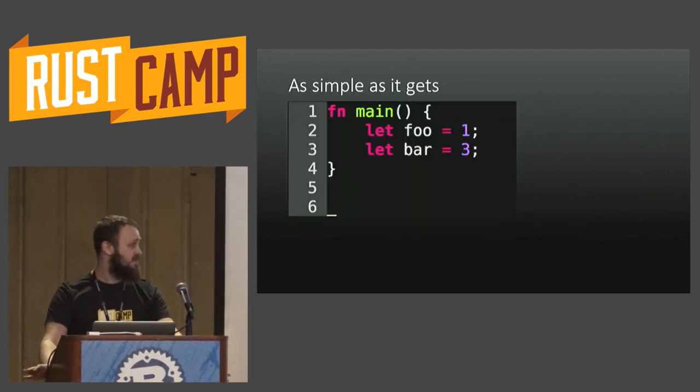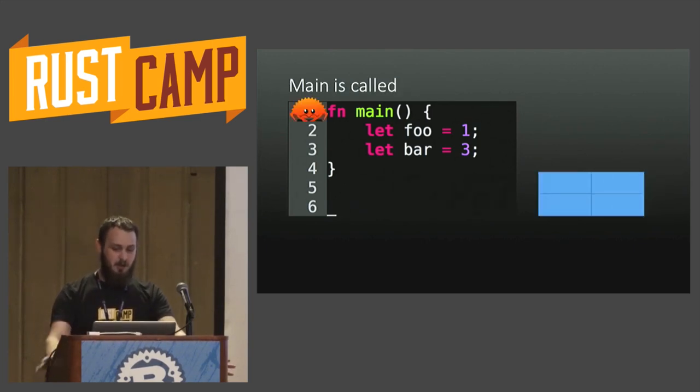This is about as simple as it gets, maybe one less variable, or just an empty main. But we have a main function, declare a variable foo inside it, set it to 1, and then set the bar variable to 3. But it's what's underneath that makes this interesting. When main, and any other function really, gets called, we allocate all of the local variables. Because Rust knows the types of foo and bar here, we know how much memory they take up, so we can go ahead and allocate the correct amount of memory.